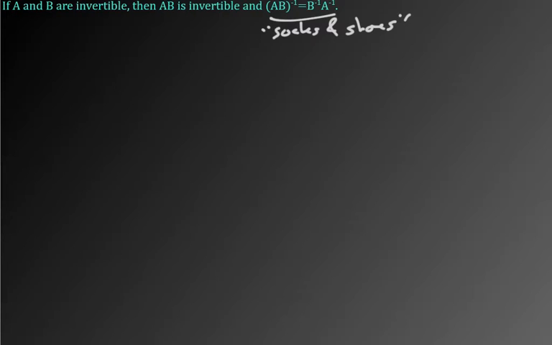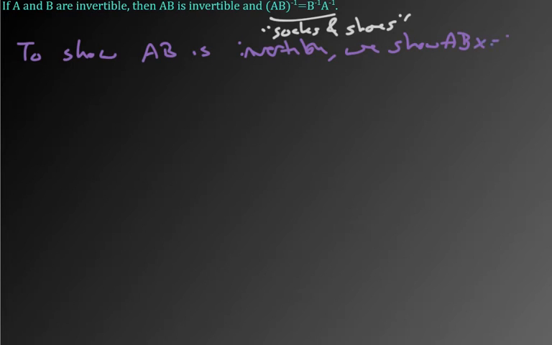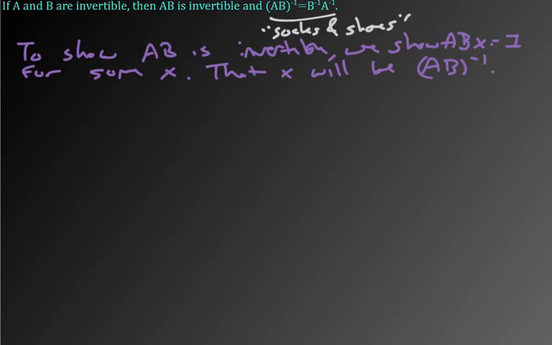If we want to show, I'll just write this out. So to show AB is invertible, we show ABX equals I for some X. And that X will be AB inverse, okay? And so to do this, all we have are these two statements, and so we're just going to use each of those.